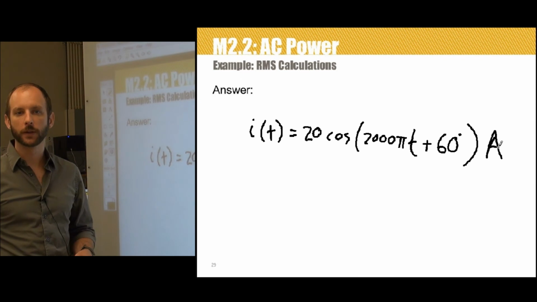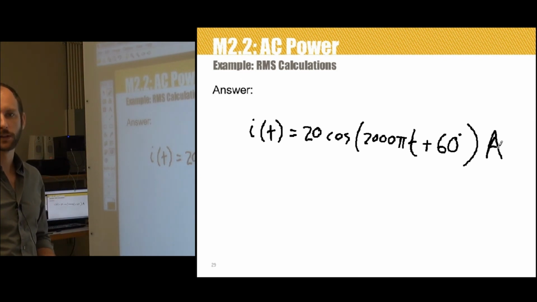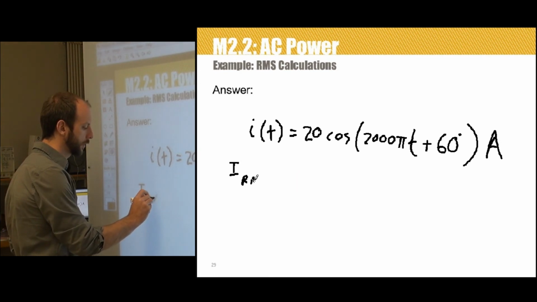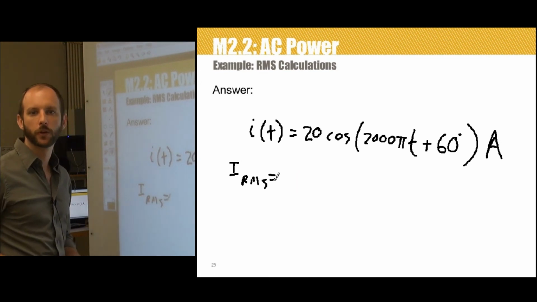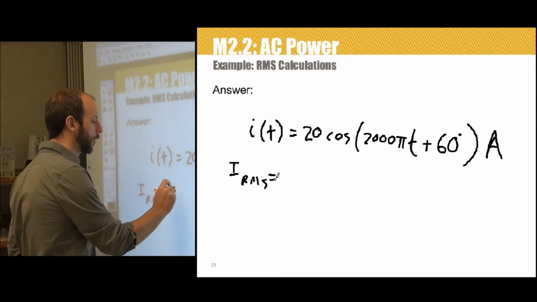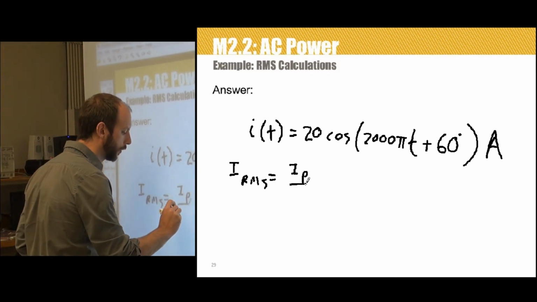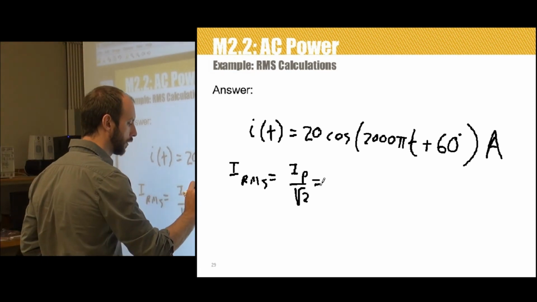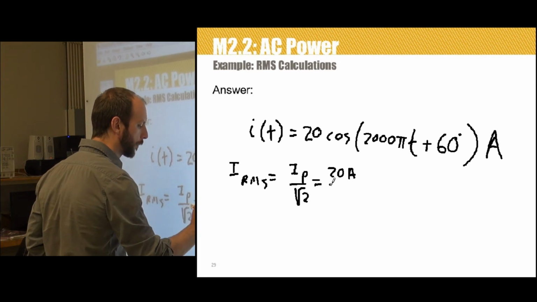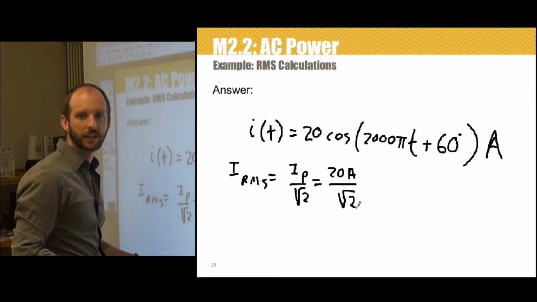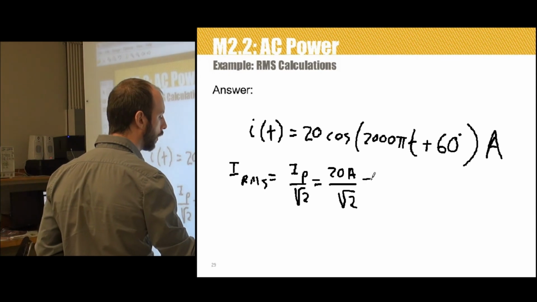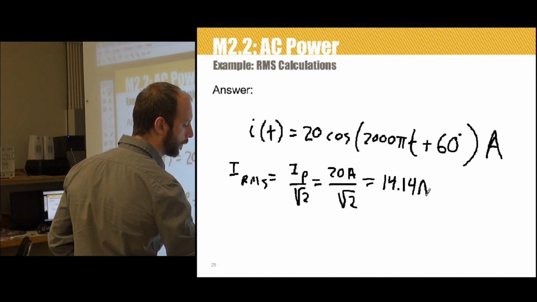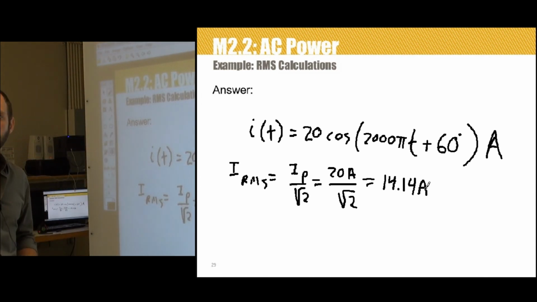So what about the RMS value? The RMS value is a pretty straightforward calculation. We'll say the I RMS is, remember, 0.707 times the peak value, or the peak value divided by radical 2. In this case, peak value was 20 amps. We divide that by radical 2. What does that give us? 14.14 amps, so I RMS, the RMS current.